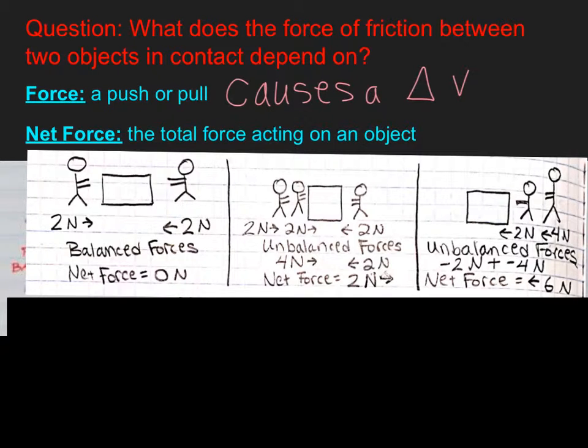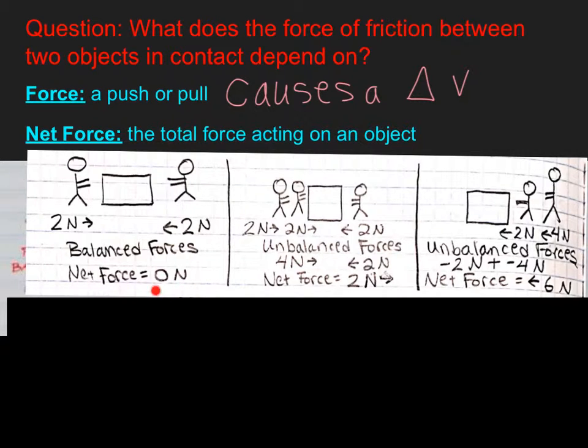Then net force, that is the total force that is acting on an object at any given time. So here's some examples to show you what it means by the total force acting on an object. In our first example here, let's say I've got two people pushing on one object in the middle, and they're pushing with forces of equal size but in opposite directions. That's called balanced forces, which means that the net force is equal to 0.